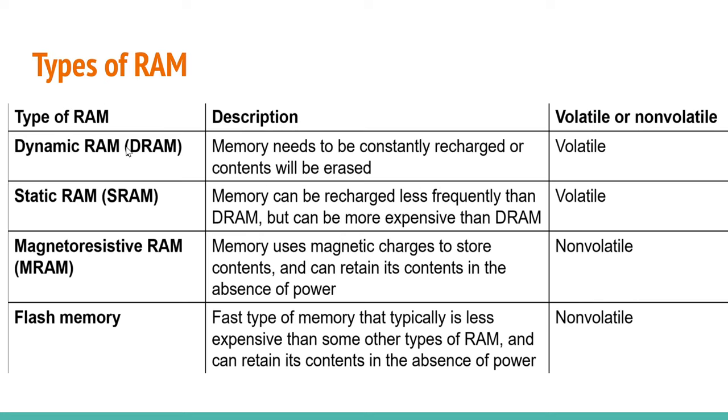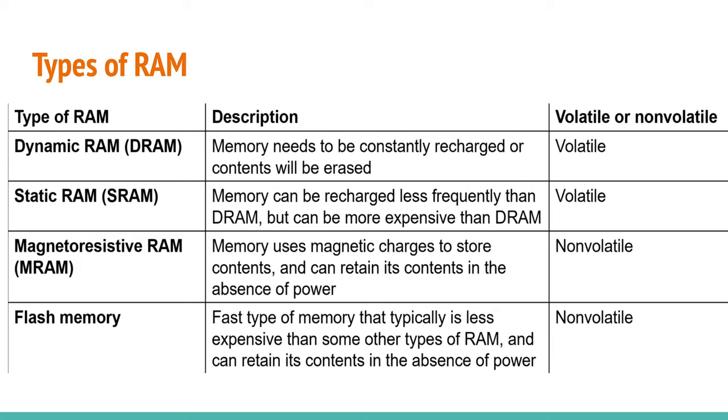Types of RAM. Dynamic RAM, DRAM: volatile memory that needs to consistently recharge or its contents will be erased. Static RAM: volatile memory that can be recharged less frequently than DRAM, but can be more expensive than DRAM.